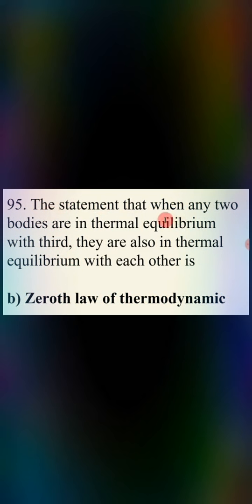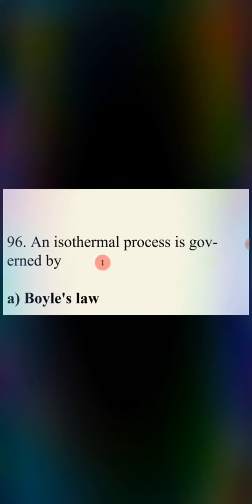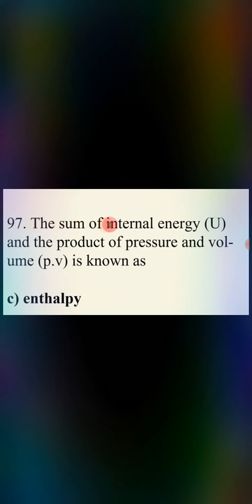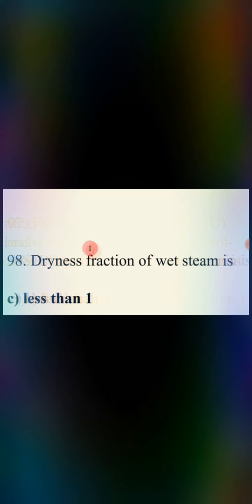When two bodies are each in thermal equilibrium with a third, they are also in thermal equilibrium with each other; that is called the Zeroth law of thermodynamics. An isothermal process is governed by Boyle's law. Internal energy U plus the product of pressure and volume PV is known as enthalpy, so H equals U plus PV.